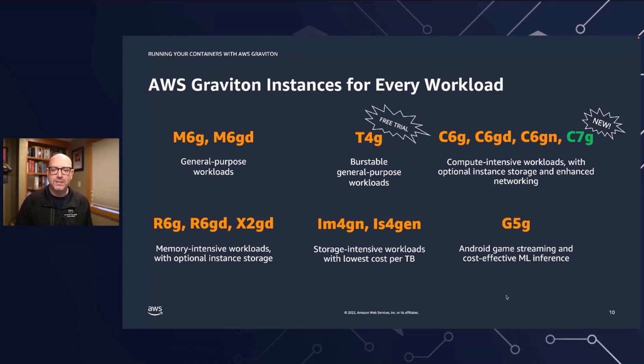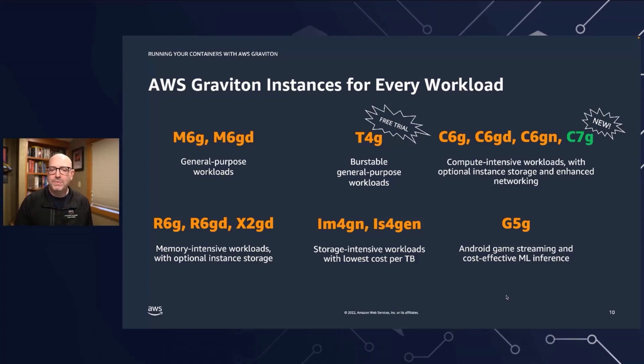Finally, we have our G5G instance type, which is the first instance family for Graviton that includes a NVIDIA GPU. With G5G, customers can do Android game streaming and cost-effective ML inference as well. T4G is our burstable instance type that's best suited for customers who need burstable CPU, but depend more on memory or network throughput than constant CPU utilization. And until December 31st, 2022, customers can have T4G small instances for free for up to 750 hours a month.